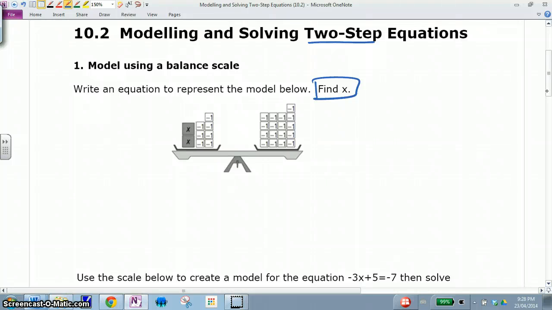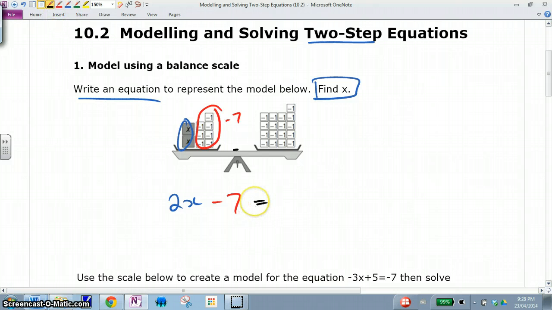First up, we need to ask ourselves, what is being modeled here? What is being shown here? And it actually just says write an equation to represent the model below. So we've got this piece, we've got 2x, and then we've got this piece here. There's 7 negatives, so we can write that as -7, and then that's going to be equal to the other side of the balance here. In this case it is all of this, so we have -17.